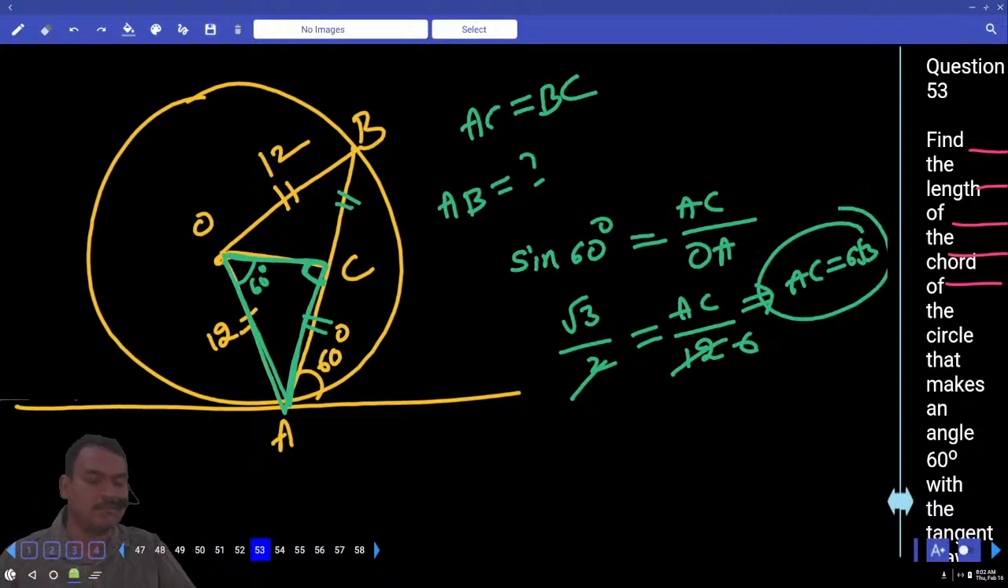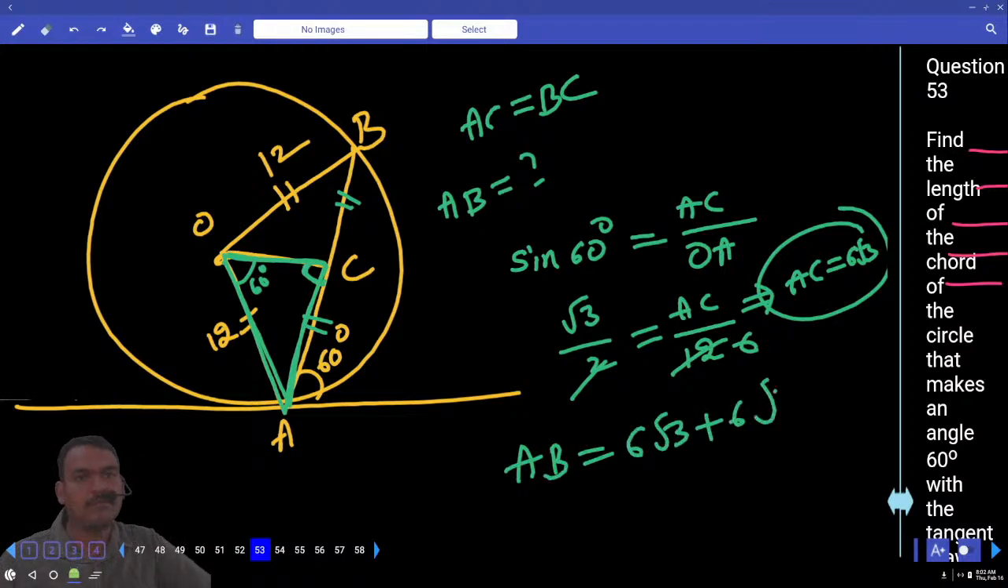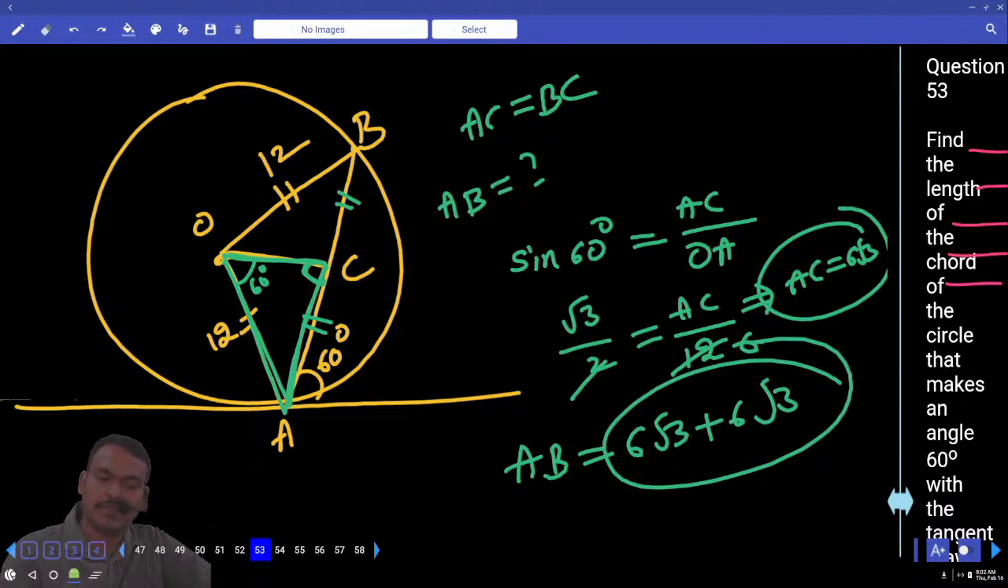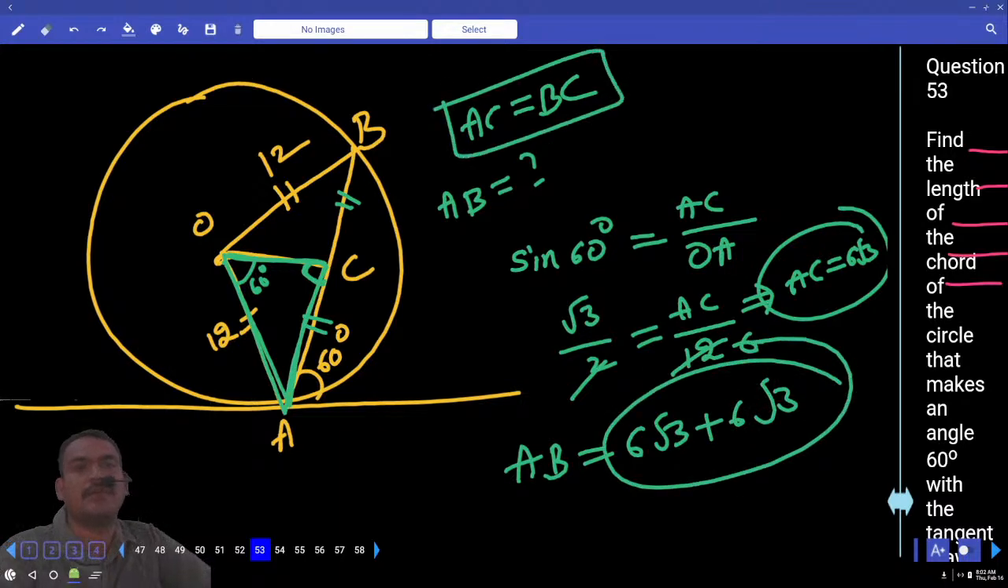What is the question here? The AB value. AB means AC plus BC. Then AB is equal to 6 root 3 plus 6 root 3, which is 12 root 3. Because the AC value and BC value are the same. The AC value is 6 root 3, which means the BC value is also 6 root 3. 6 root 3 plus 6 root 3 is 12 root 3.